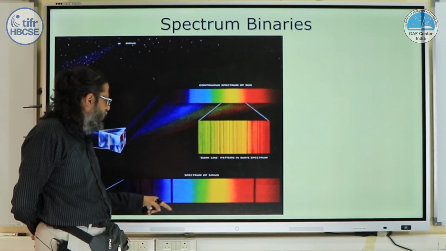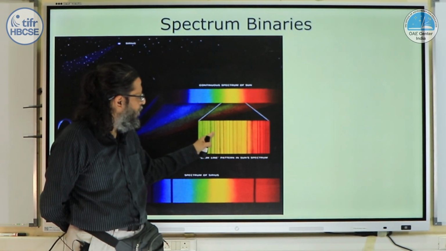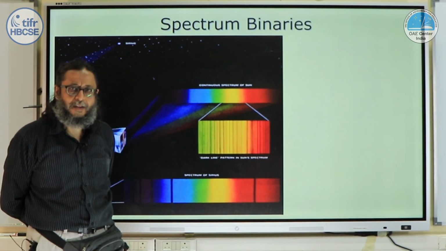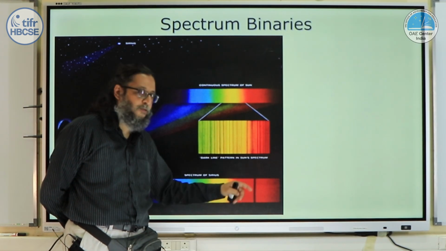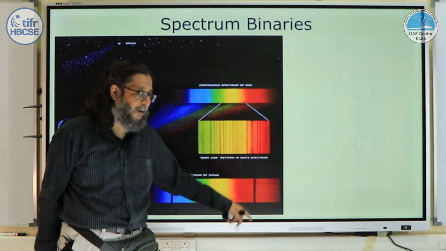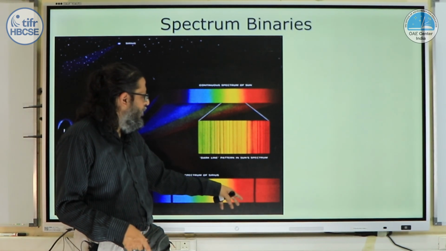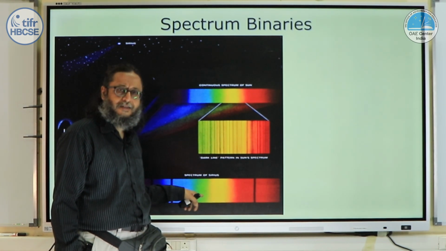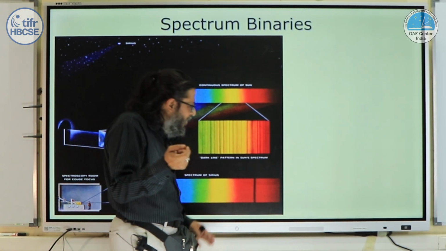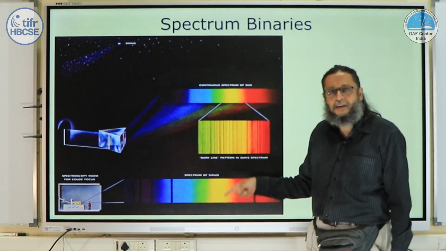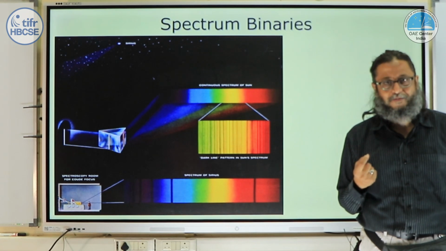For example, this is an absorption spectrum of the Sun. You can see so many elements are present here. In contrast, this is the spectrum of Sirius, where certain lines are very strong and other lines are extremely weak. It's not that these lines do not exist. They exist, but they are extremely weak. And this difference in the spectrum is mainly due to the temperature of the stars.